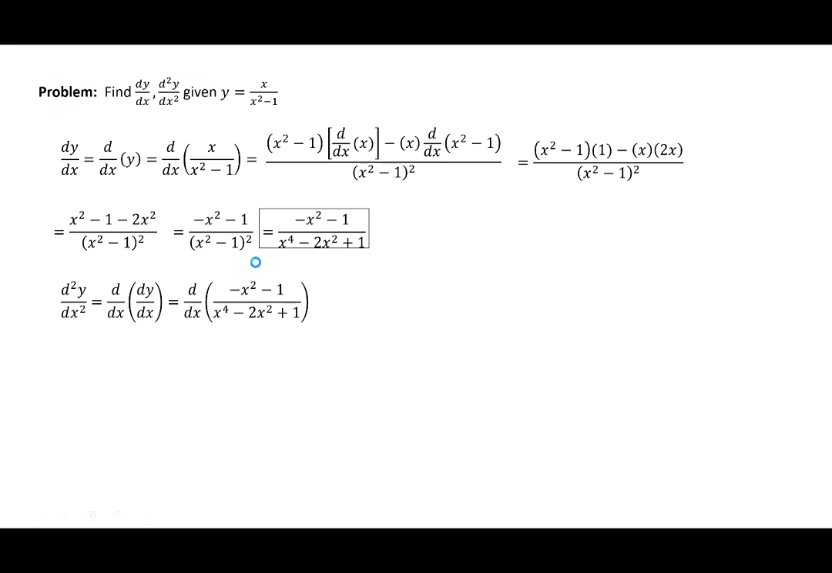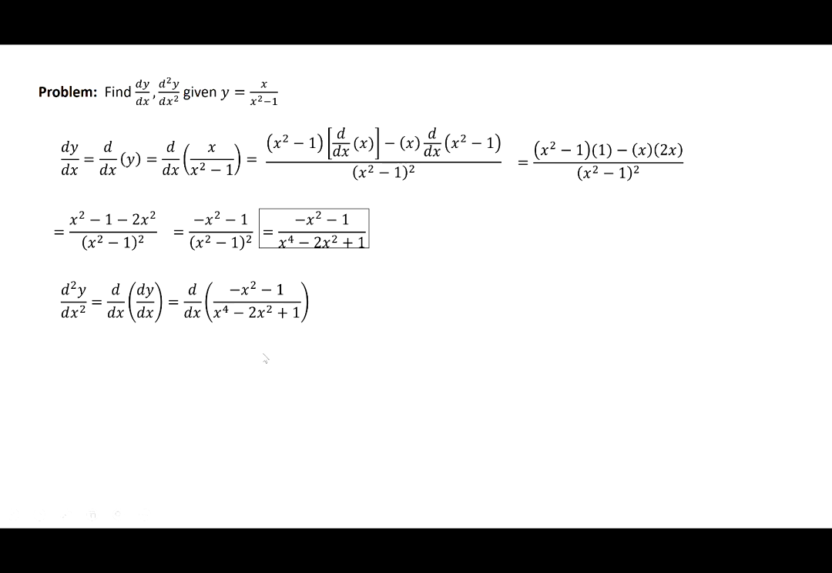Okay. And to find the second derivative, the way it works is, the second derivative is nothing but the derivative of the first derivative. Please pay attention to that. The second derivative is the derivative of the first derivative. So d/dx of, I'm replacing the dy/dx that we got here.